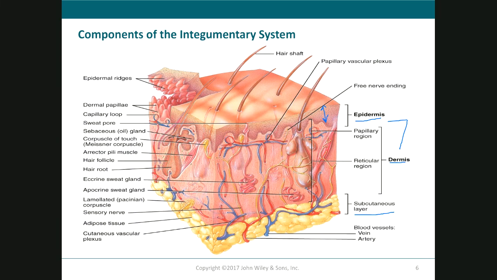So think of a paper cut. If you have a little paper cut in this epidermis, will it bleed? No, it should not. Will it hurt? Yes, it hurts because there's a lot of nerve innervation in that area.